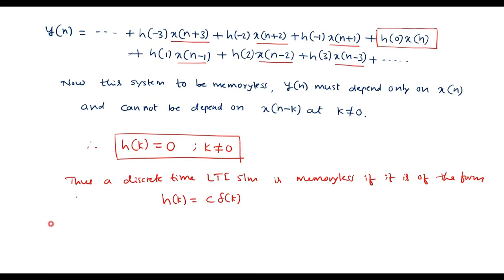So similarly, for a continuous time system, the condition is given by h of t is equal to 0 for t not equal to 0. This is the condition used in a continuous time LTI system.